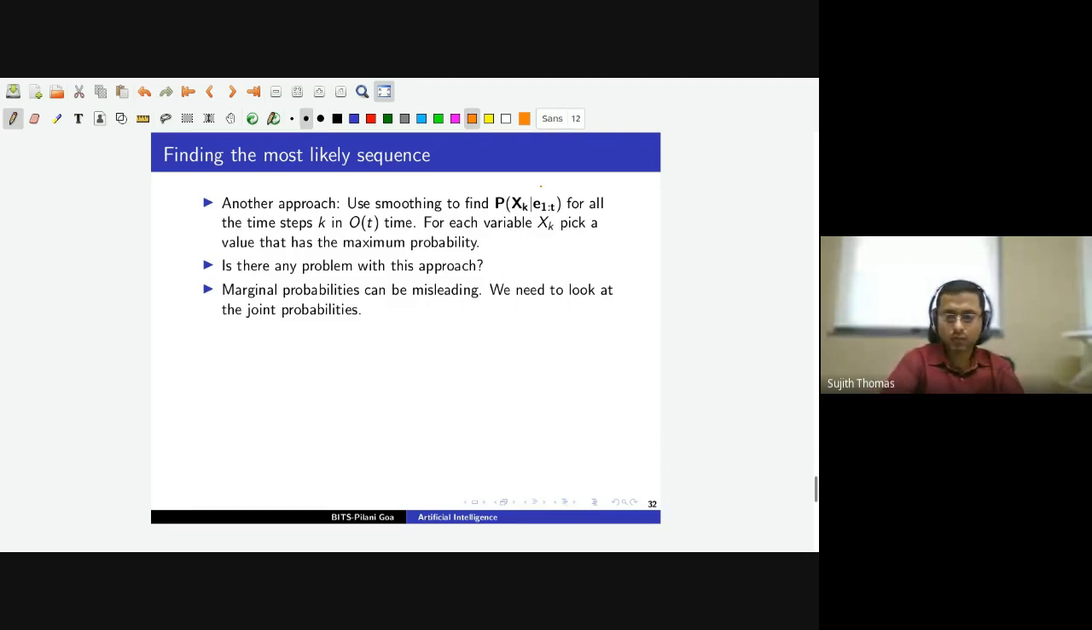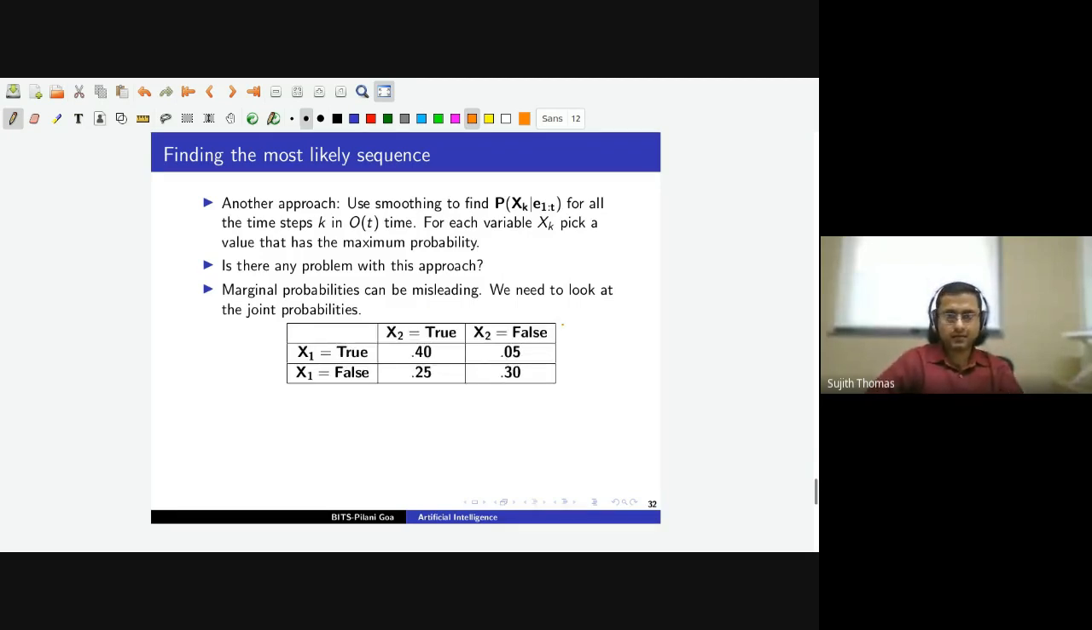To see this more clearly, let us see this table. Suppose we have just two variables, and each variable can take either true or false values, and we have the following joint probability distribution. From the table, it is clear that x_1 equal to true and x_2 equal to true has the largest joint probability. So we may want to conclude that x_1 equal to true and x_2 equal to true is the most likely combination of values that these two variables might take.